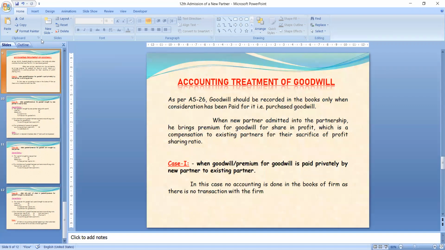So, sir, is there a calculation in this part? It's the same as the goodwill chapter, right? No, not the same as the goodwill chapter. I am showing you how to do the calculation in this part. Okay. So it's different from the chapter. Yes, it's different from the chapter. In the chapter, we calculate the value of goodwill. But in this, we will only do accounting for goodwill, not calculation. Okay. We will distribute it between partners, and we will do the accounting part only.